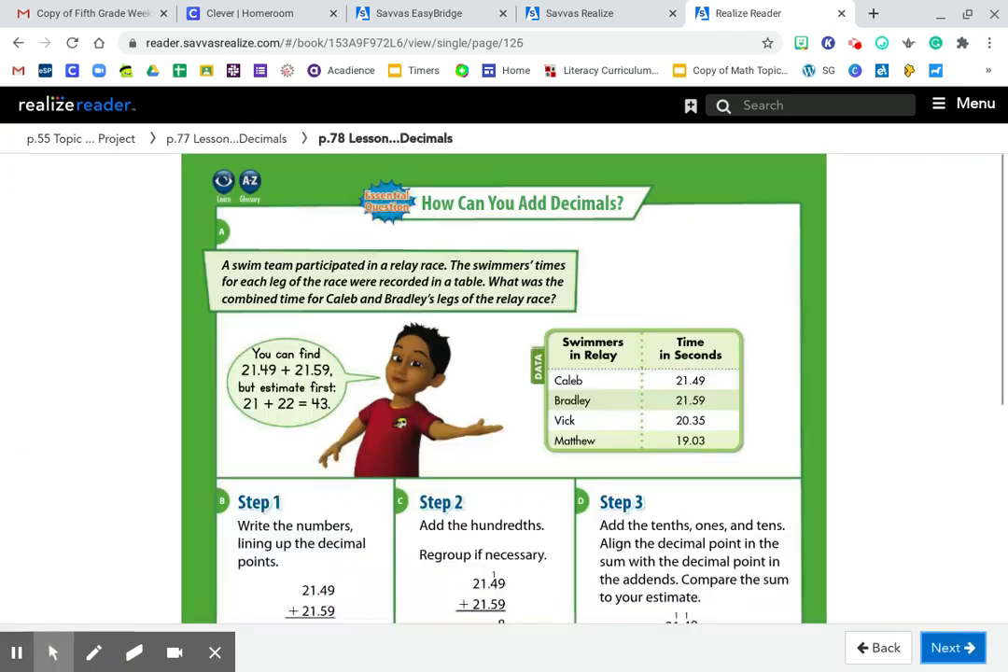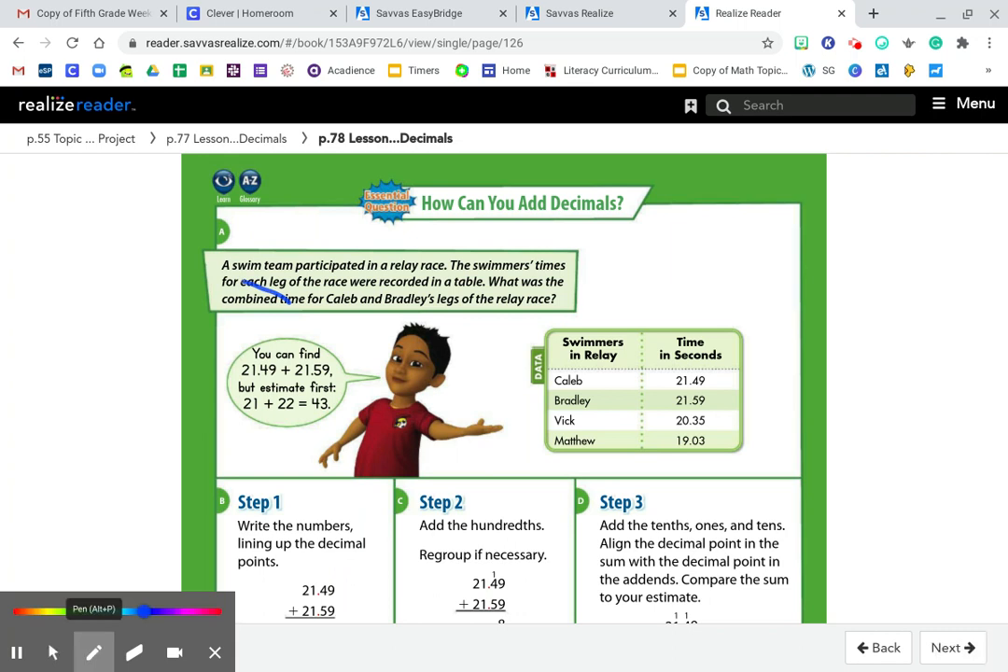So now you can watch the video, or you can follow along with me here, or do both, because they might explain it a little differently. The essential question is, how can you add decimals? The swim team participated in a relay race. The swimmers' times for each leg of the race were recorded in a table. What was the combined time for Caleb and Bradley's legs of the relay race? And when we see that word combined, we know we're going to be adding. And we're looking at Caleb and Bradley, so the first 2 values is what we're focusing on.